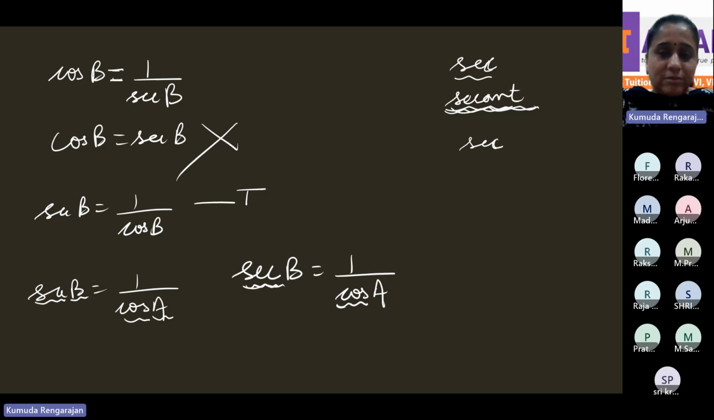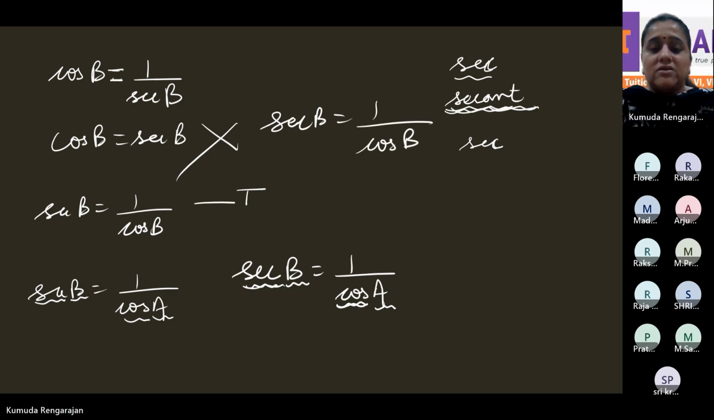Secant and cos are reciprocal. So secant is equal to 1 by cos. Okay, that looks correct. But what about the reference angle? B, here it is A. So secant B is equal to 1 by cos B. So secant B is not 1 by cos A.